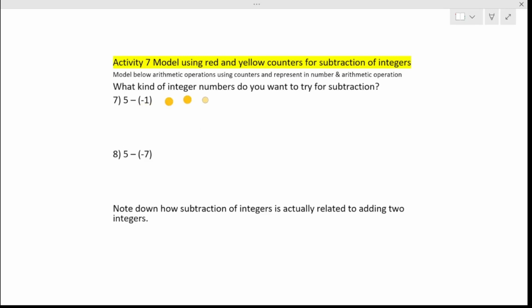So you have 5 yellow counters and you want to basically remove or take away a negative counter, one negative counter. But do you have a negative counter? No, but you need a negative counter to remove. So what can you do? I can add one negative counter and one positive counter because 1 plus minus 1 is 0. And now can I take away a minus 1 like mentioned here? Yes, I can take away this. And how many are remaining? I have 6 yellow counters. So therefore 5 minus of minus 1 is 6. Isn't it interesting to understand it?